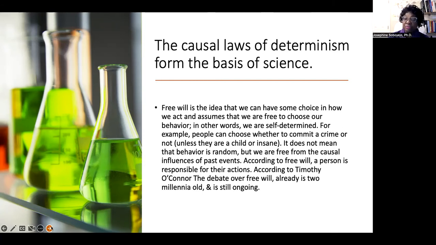So it does not mean that behavior is random, but we are free from the causal influences of past events. So according to free will, a person is responsible for their actions, and it's this responsibility for actions that makes the courts or the judges sentence those who are involved in criminal activities to those sentences that they deserve, either death penalty, life sentence, minimal or whatever, because they realize that they are rational people and responsible for those crimes they have committed.